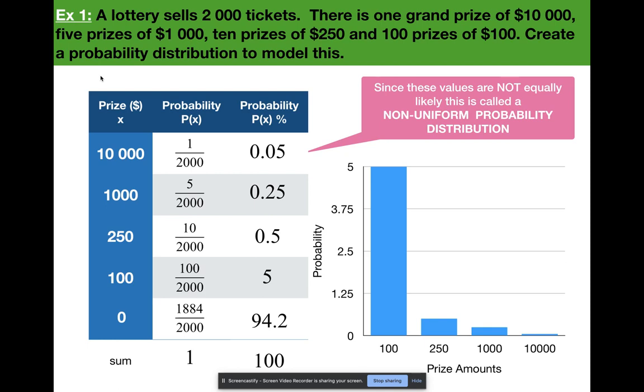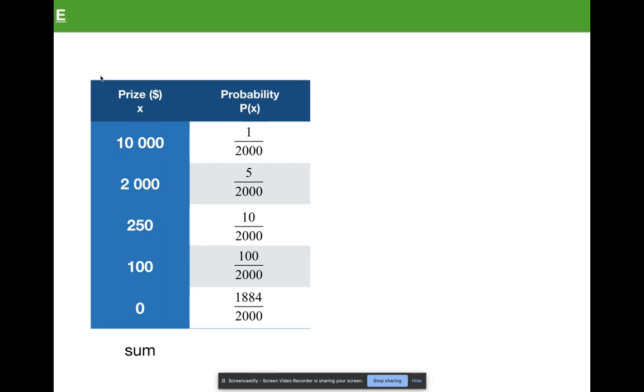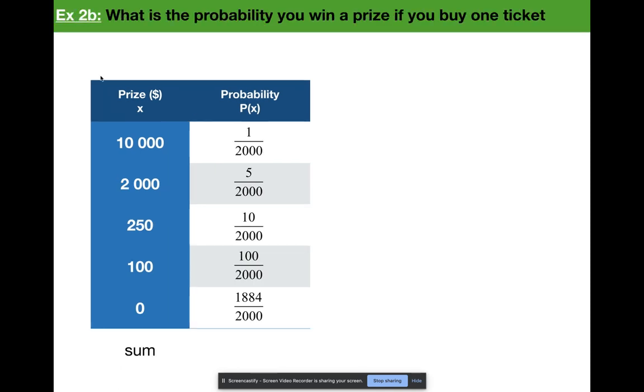There's a lot more going on here. Well, what are people considering when they're thinking about whether or not to buy a lottery ticket? A lot of people are thinking, okay, what's the likelihood I'm going to win a prize? Let's look at that. Okay, so I got my chart. There's the question. What's the probability that I'm going to win a prize if I buy just 1 ticket?